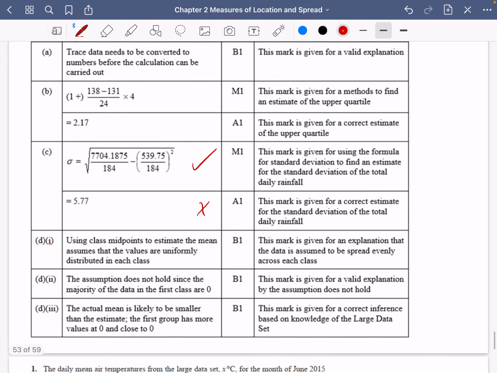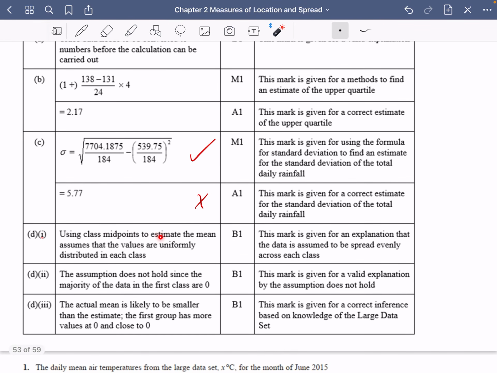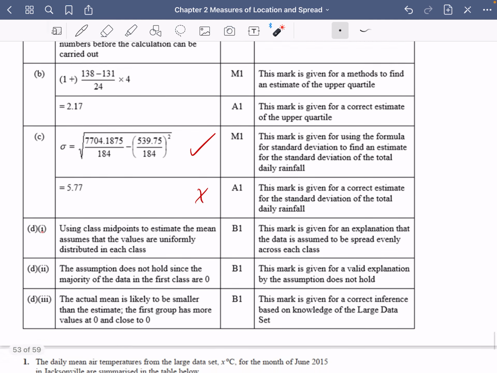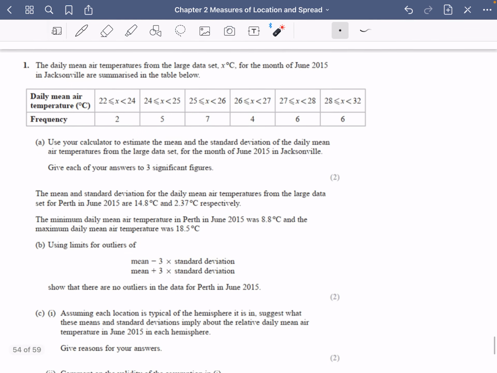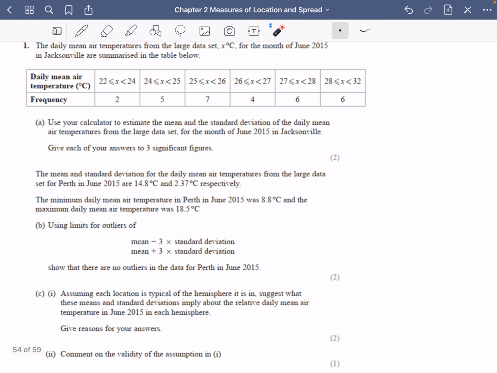Then says for the last parts, using the class midpoints, assumes that the values are uniformly distributed. We said that. Assumption doesn't hold. The majority of the data in the first class is 0. The actual mean is likely to be smaller. The first group has more values at 0 here. Okay, let's go on to the next question. Hopefully I won't make any calculation errors.